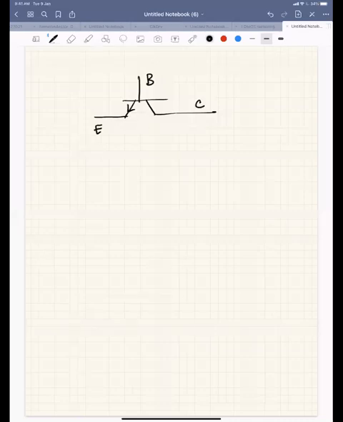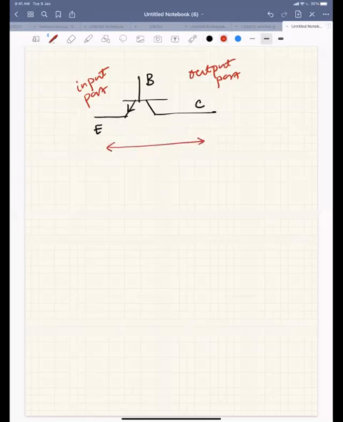Since this is a three-terminal device, we generally call it a two-port device. With three terminals, we have two ports: an input port and an output port. This is my input port, between base and emitter, and this, between base and collector, is my output port. Let's say this is a common base configuration.